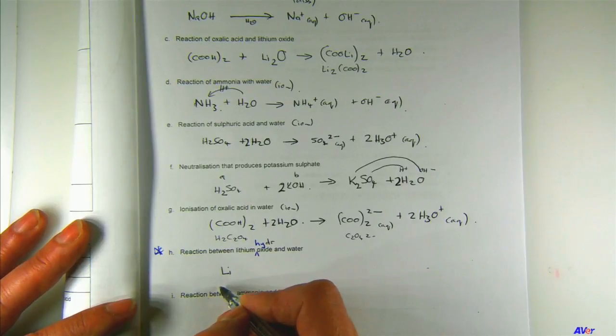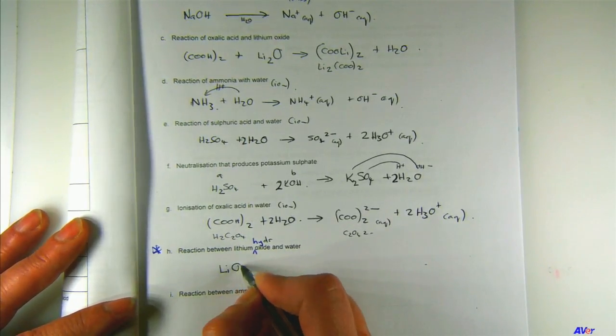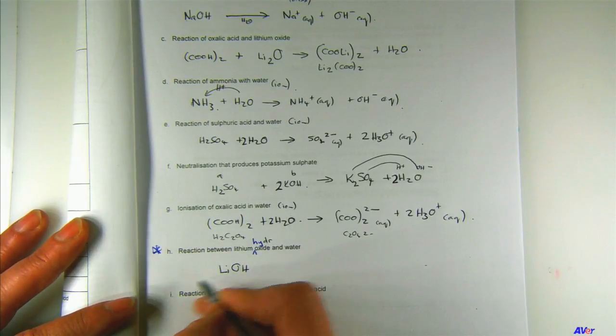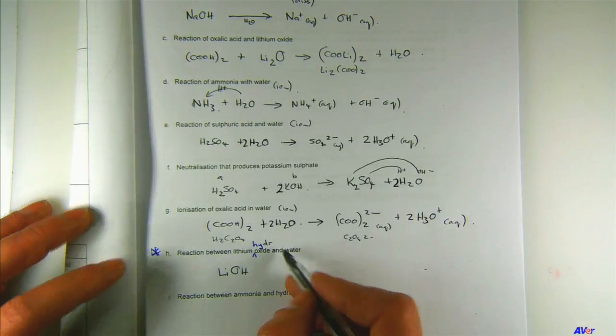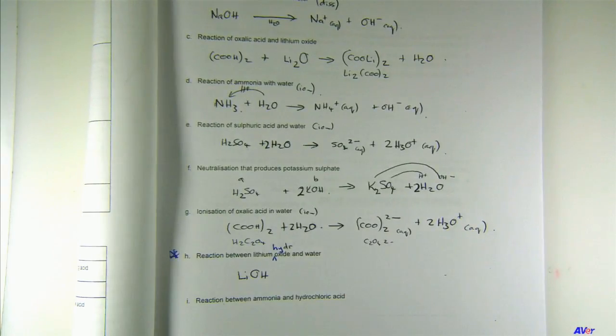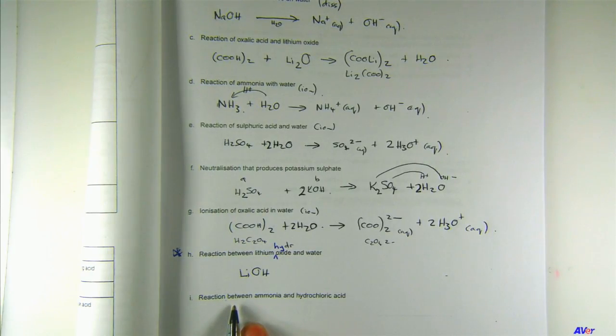Lithium was +1 because it's in group 1, right? And hydroxide is -1. So 1 lithium, 1 hydroxide, we're perfect. Now this one is reacting with water. Now before you put water, think, what is lithium hydroxide? It's a base, right? Actually a strong base.